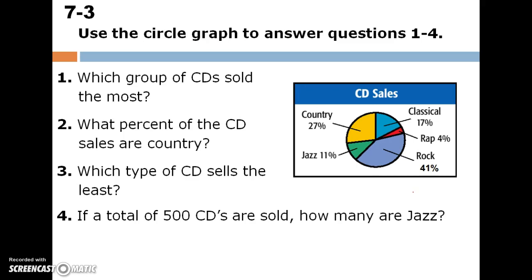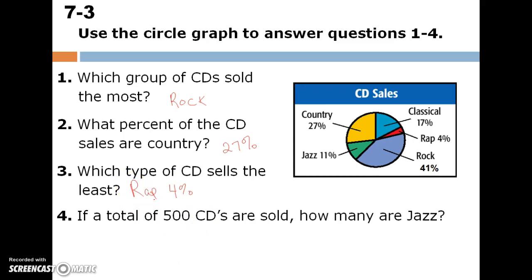We're going to look here at this table pie chart. This shows CD sales. Okay, you can see that rock obviously sells the most CDs, with rap being the least. So you're going to have some questions that just ask you to interpret the data. Question 1, which group of CDs sold the most? Well, if you look, the rock sector is the biggest, so rock would be our answer. 2, what percent of the CD sales are country? Well, looking here at the country sector, you can see it says 27%. Which type of CD sells the least? Well, now you're looking for the smallest sector, so that's 4%, which is rap.